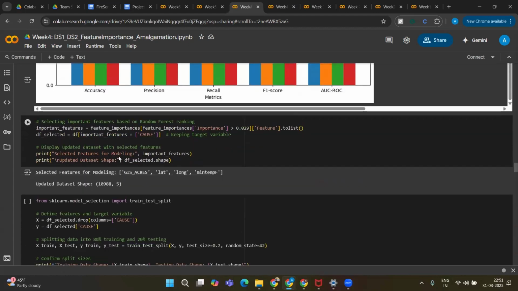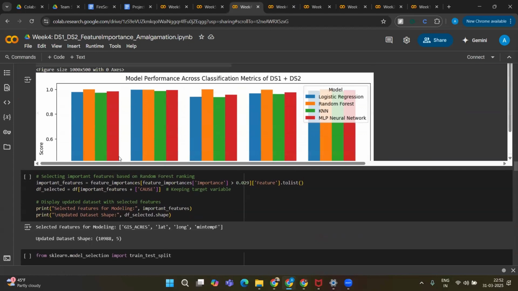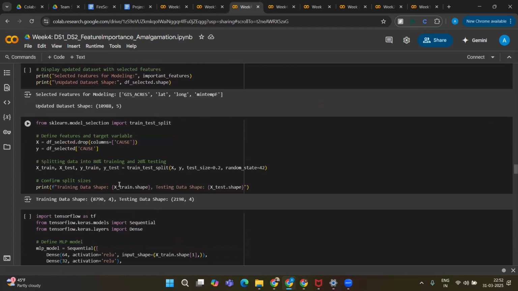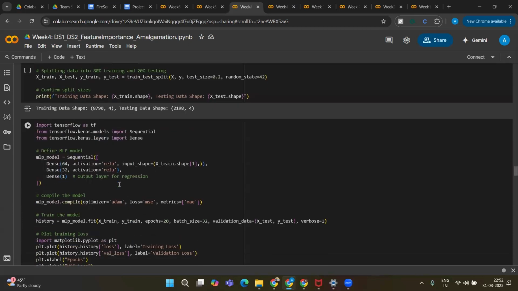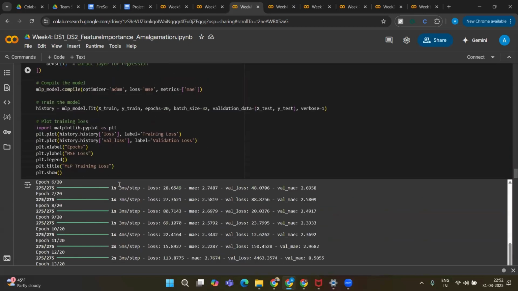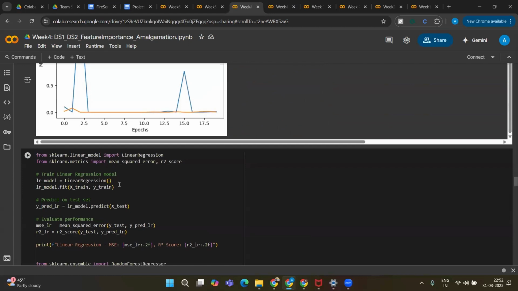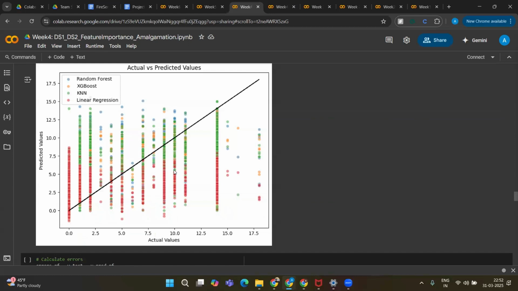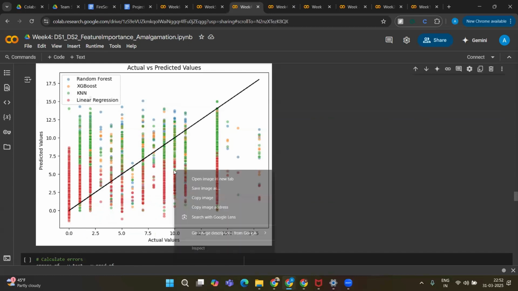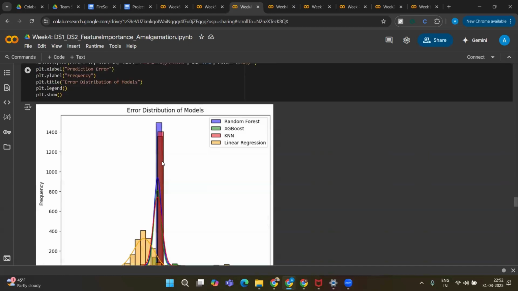But here we have plotted the metrics as well, and we have plotted the actual and predicted values in the graph below. Random forest, XGBoost, KNN, and below linear regression. So we have plotted this graph here, and also error distribution of the models and label encoder.